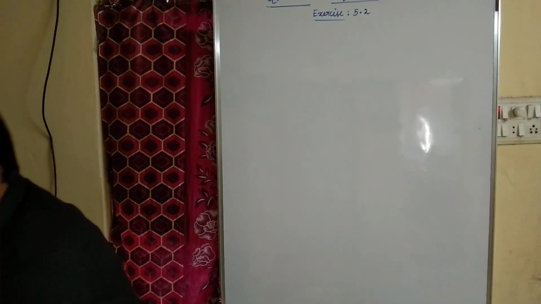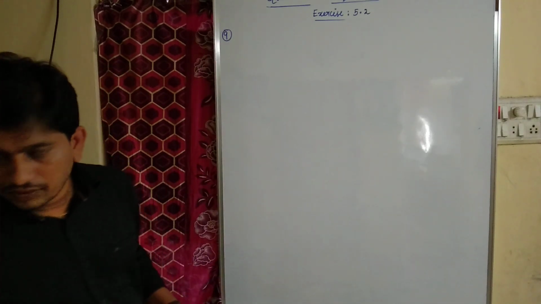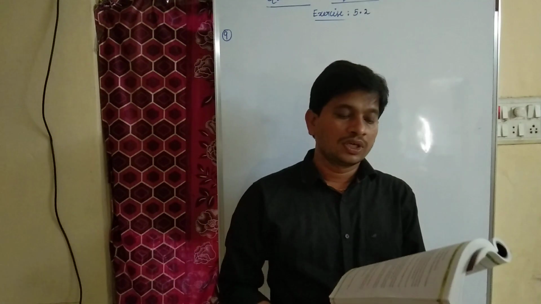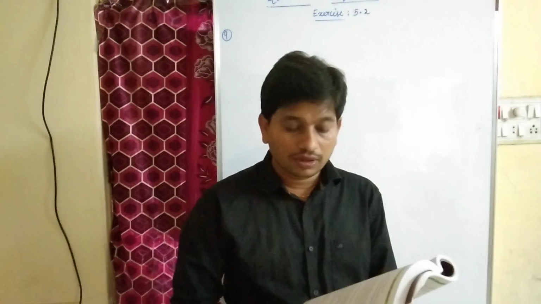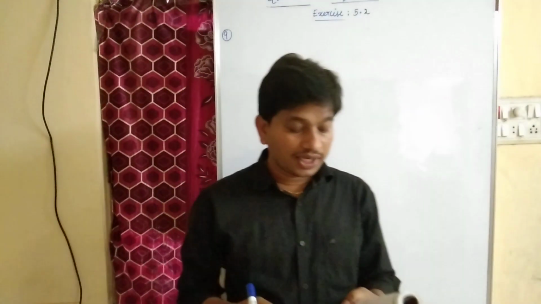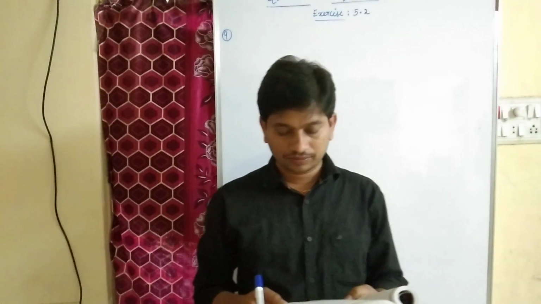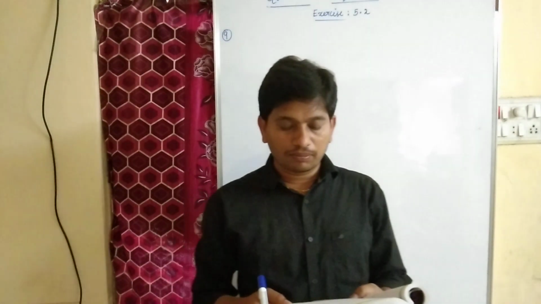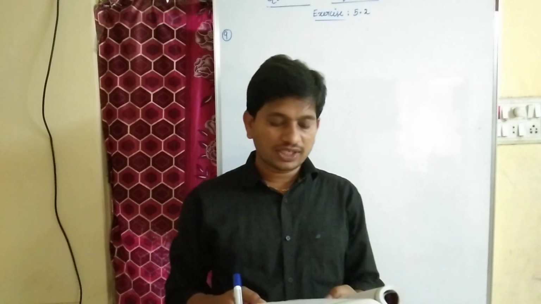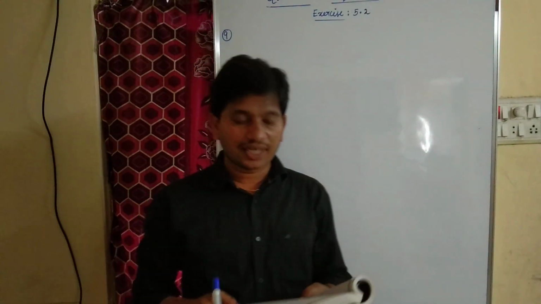Okay, now coming to the 9th question. In a class of 60 students, each boy contributed money equal to the number of girls and each girl contributed money equal to the number of boys. If the total money then collected was rupees 1600, how many boys were there in the class?